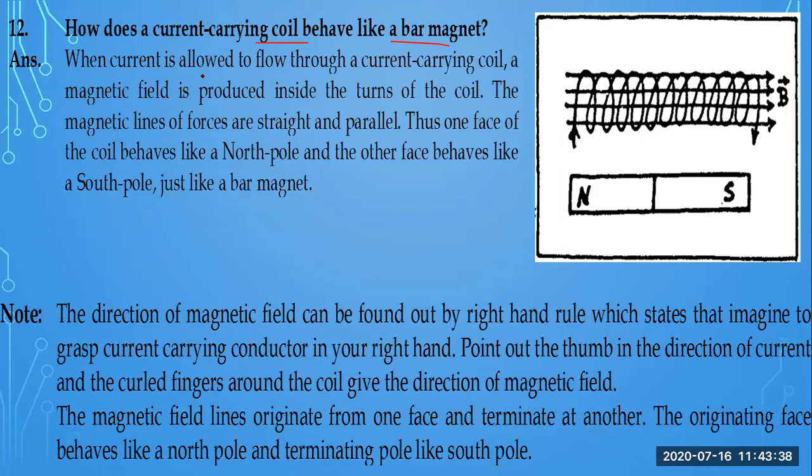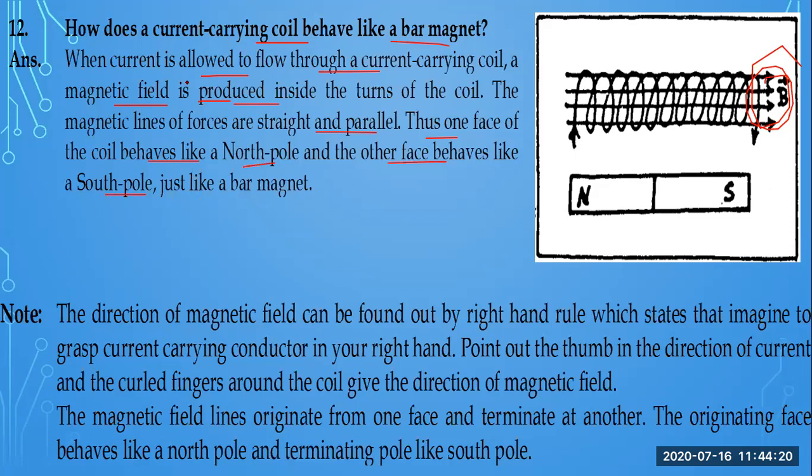When a current is allowed to flow through a current carrying coil, a magnetic field is produced inside it. The magnetic field is produced inside the coil when the current is passed through the coil. So the magnetic lines of force are straight and parallel. Thus, one face of the coil behaves like a north pole, and the other end behaves like a south pole, like a bar magnet.